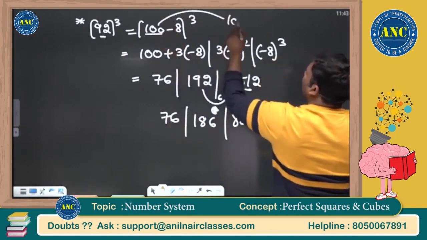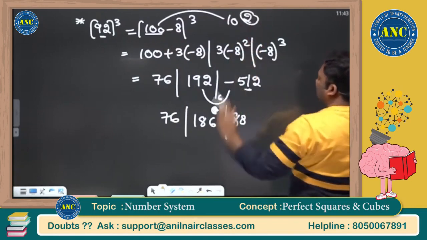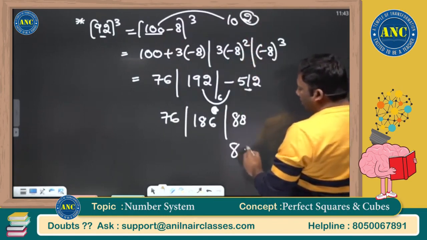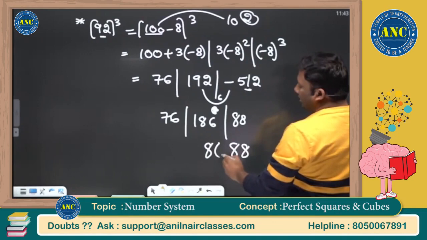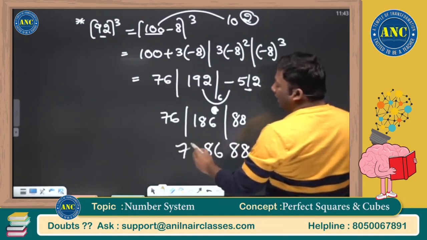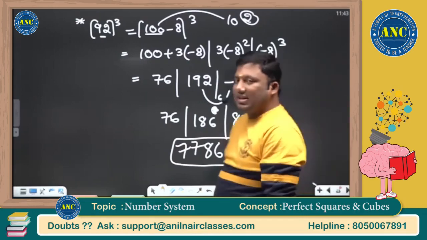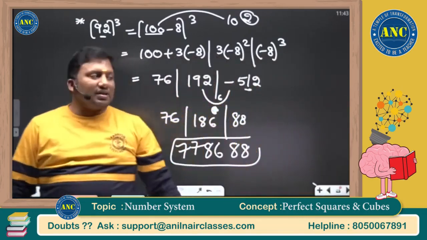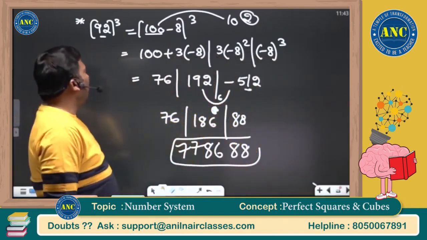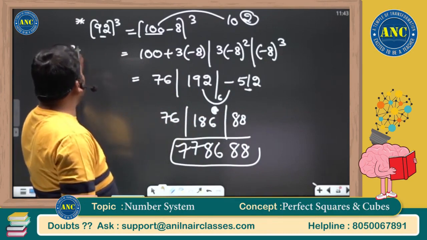100 is nothing but 10 square. In the last two places there will be 2 digits. These 88, these 86, only 2 digits. 1 carried, 1 carried. The answer will be 778688. 778688. What is the concept that we used here?